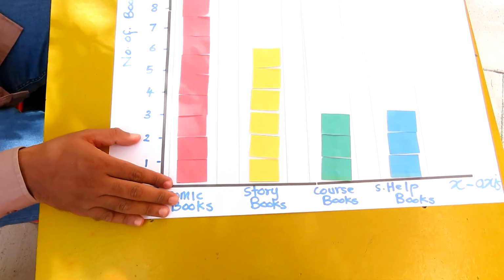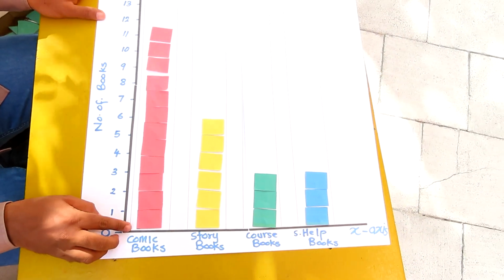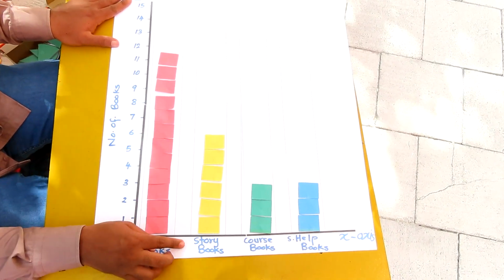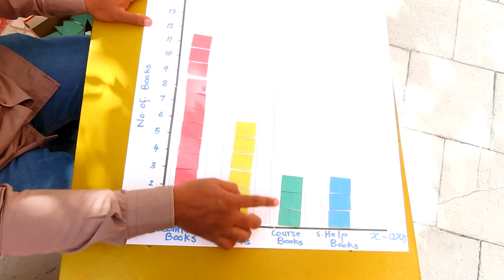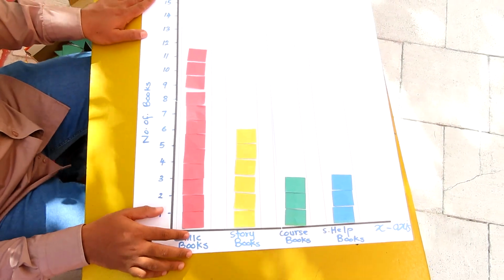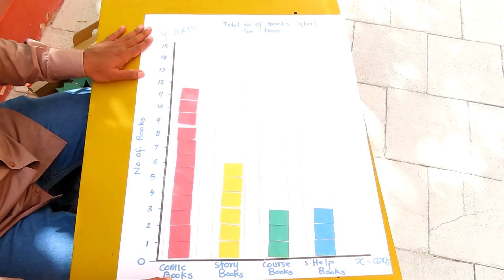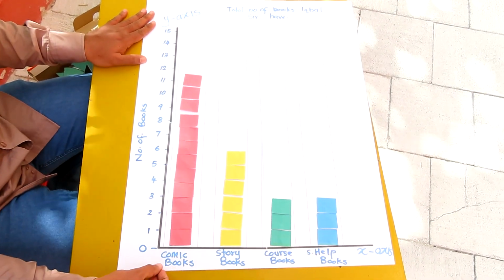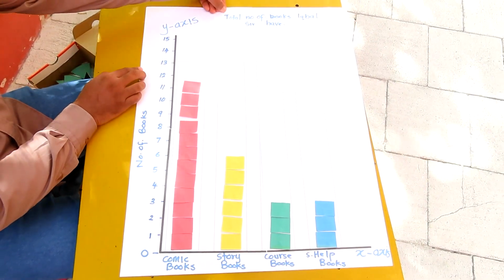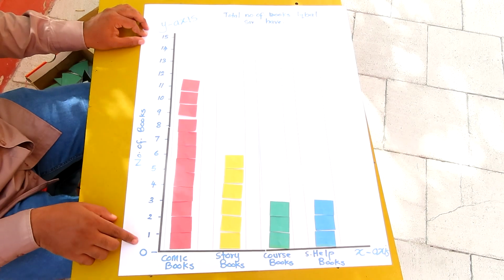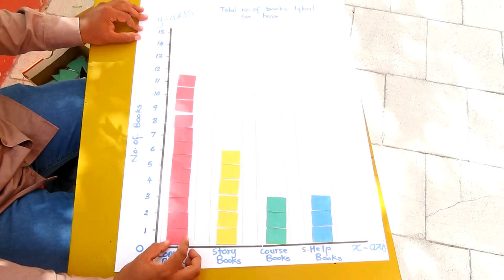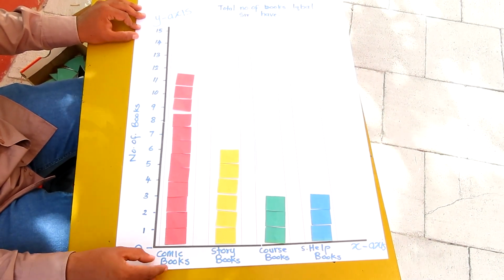So here is my bar chart. I have used 12 red counters to show my comic books, 6 yellow counters for my story books, 3 green counters for my course books, and 3 blue for self-help books. Remember that while you are drawing your bar chart, you have to label each item as I have labeled here, and you have to label the x-axis and the y-axis, and remember to give a meaningful title, and you have to label the scales, and the width of your bars should be uniformly equal.